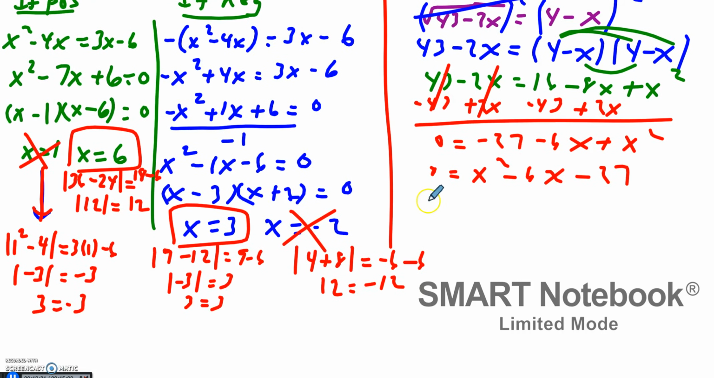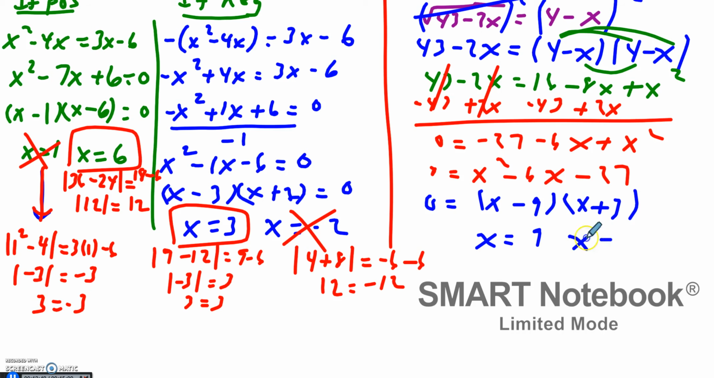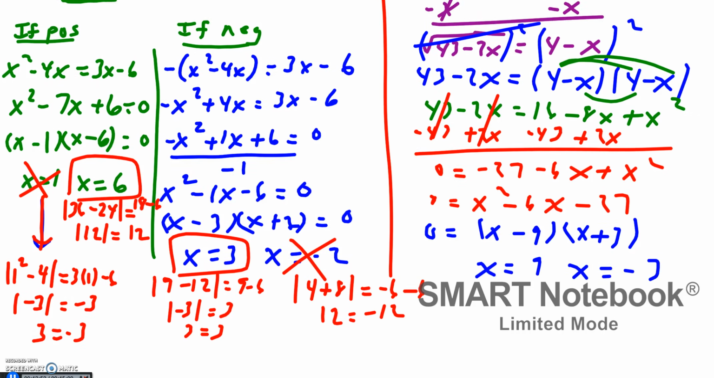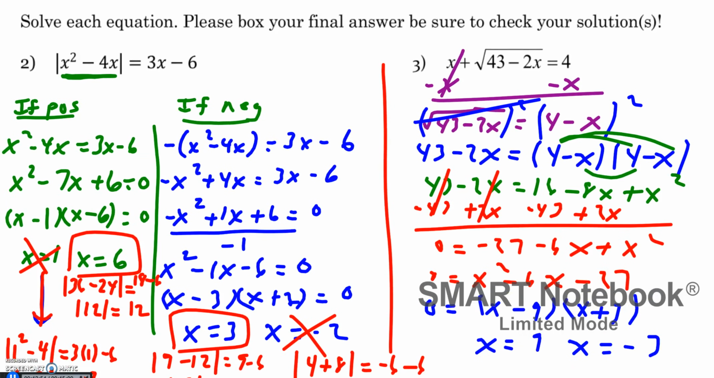So if I continue this, I'm going to see if it factors. 0 equals two numbers that multiply to be negative 27 and add to be negative 6 would be 9 and 3, negative 9, positive 3. So I have two possible answers of positive 9 and negative 3. Now, one of these works, I believe, and one of them does not. So let me think about it.